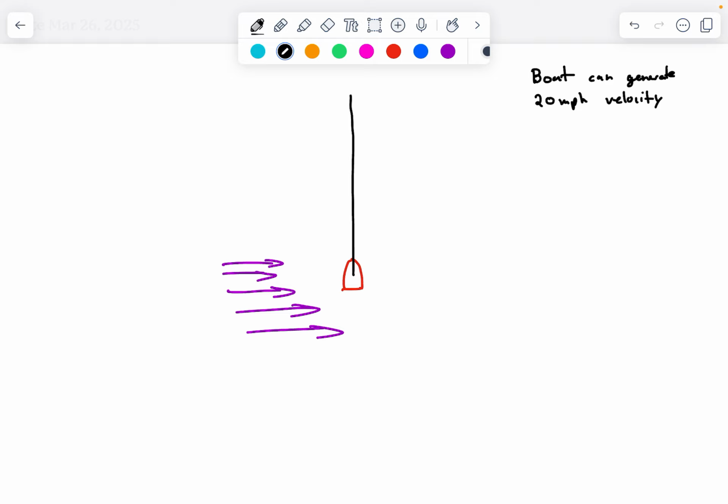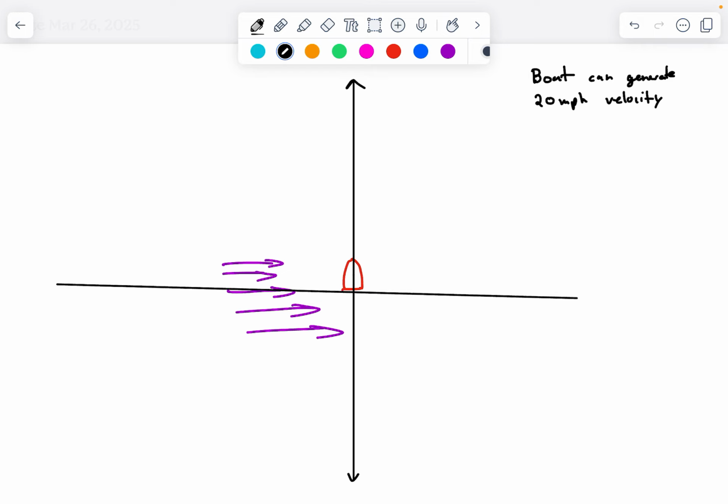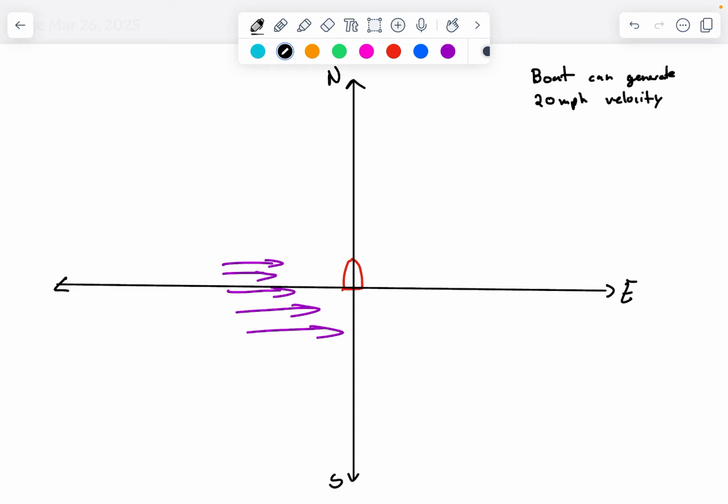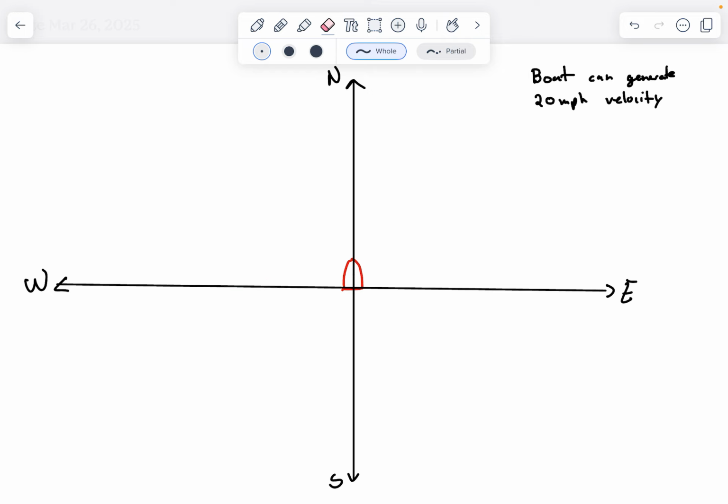Let's place the boat at the center of a coordinate system. And let's define north, south, east, and west. Now we can say perhaps that the current is flowing from west to east. So we can add a current vector right here. And let's say the current is flowing at 6 miles per hour. So the current vector would simply be 6, 0. Let's say it's just going perfectly west to east.